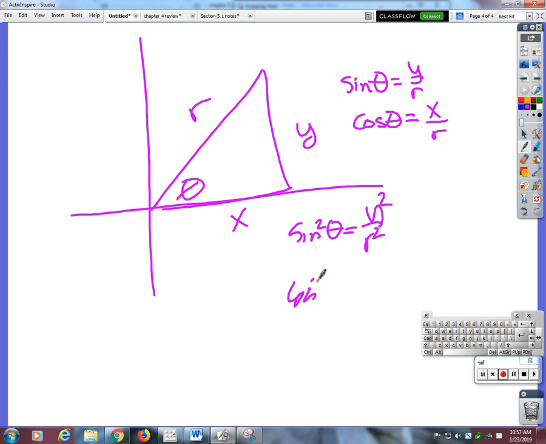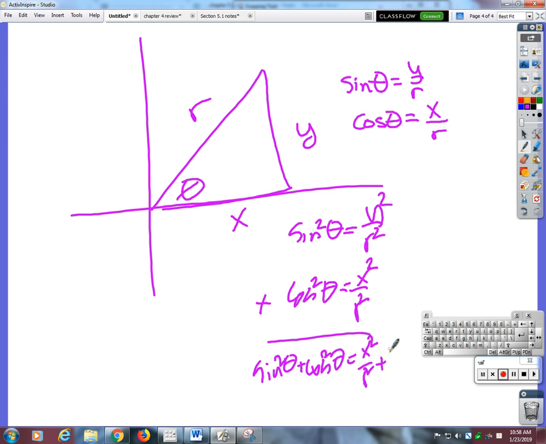What is the cosine squared of theta? If you add these together, over here you get sine squared plus cosine squared, right? And over here I get x squared over r squared plus y squared over r squared, right? But by the Pythagorean theorem, and this is why it's called the Pythagorean identity, on this triangle, x squared plus y squared equals r squared, right?